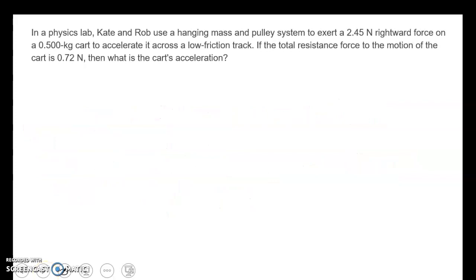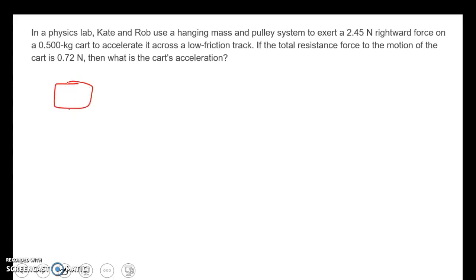Another example, Kate and Rob are using a hanging mass in a pulley system to exert 2.45 newtons of rightward force on a half a kilogram cart to accelerate it across a low friction track. If the total resistance to the motion is 0.72 newtons, what is the cart's acceleration? Very similar problem, just worded differently.